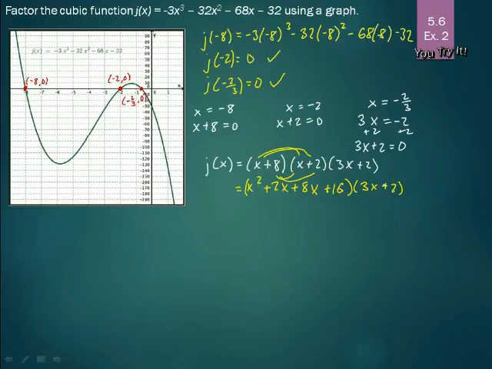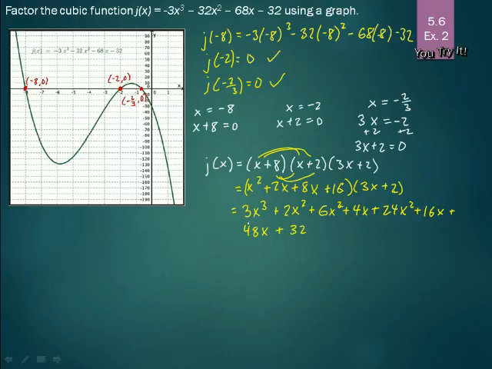And so now multiplying x squared times 3x, we get 3x cubed. x squared times 2 gives us 2x squared. 2x times 3x gives us 6x squared. 2x times 2 gives us 4x. 8x times 3x gives us 24x squared. 8x times 2 gives us 16x. And then positive 16 times 3x gives us 48x. And 16 times 2 gives us 32.